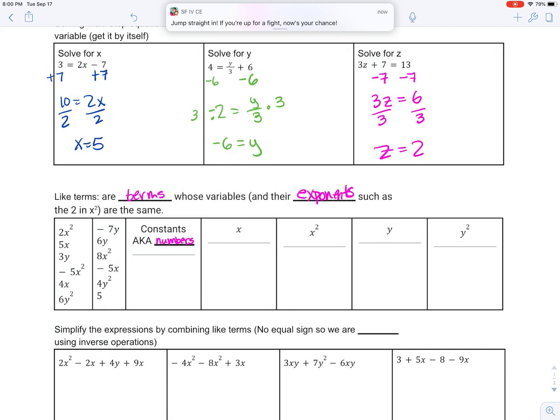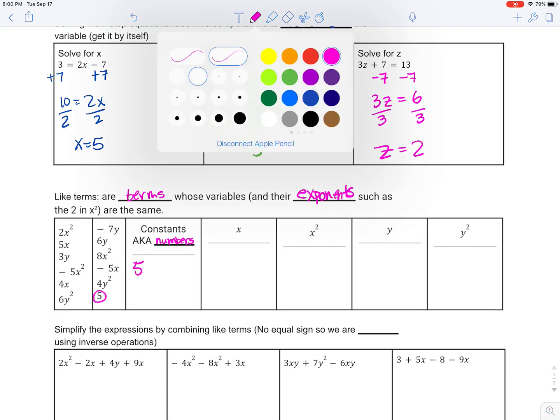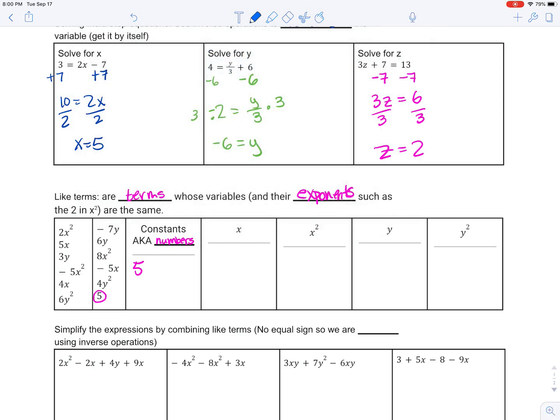I see that I have some x terms, some x squared, some y squared. So that's really what I'm looking for. The only number I see is this 5 right here. So that's a constant. It has no like terms in this list. Now if we look over to the x terms, we have 5x, 4x, and negative 5x. So 5x is a like term of 4x and of negative 5x. Those are all like terms.